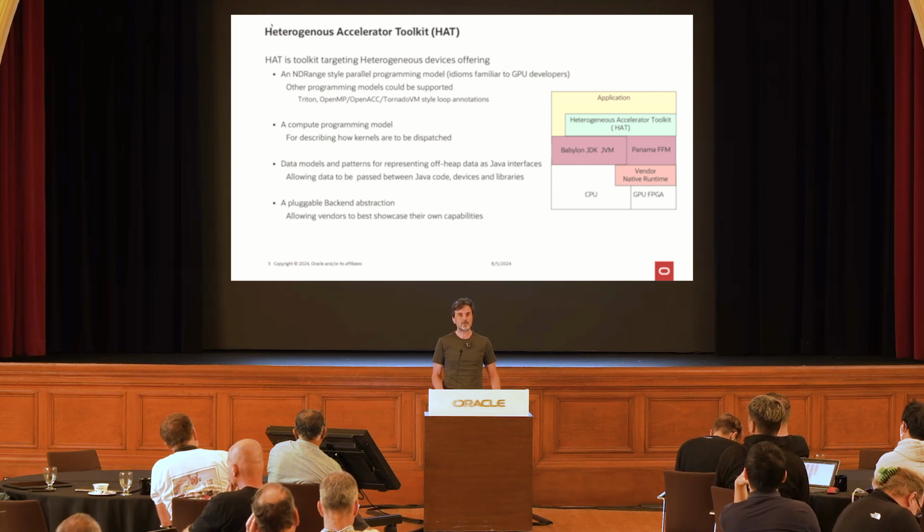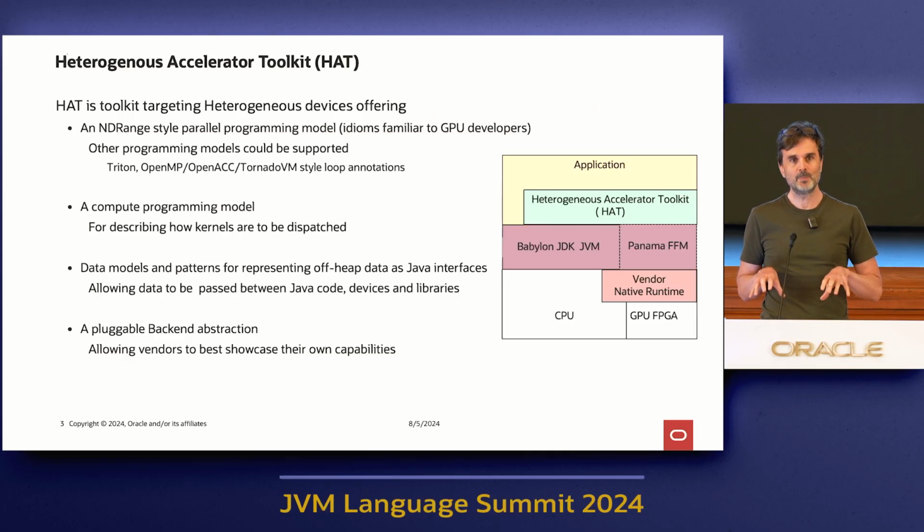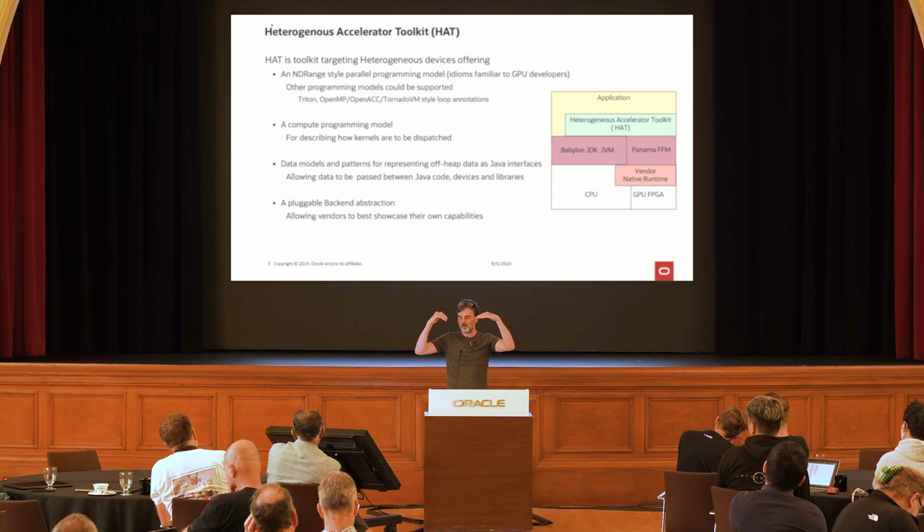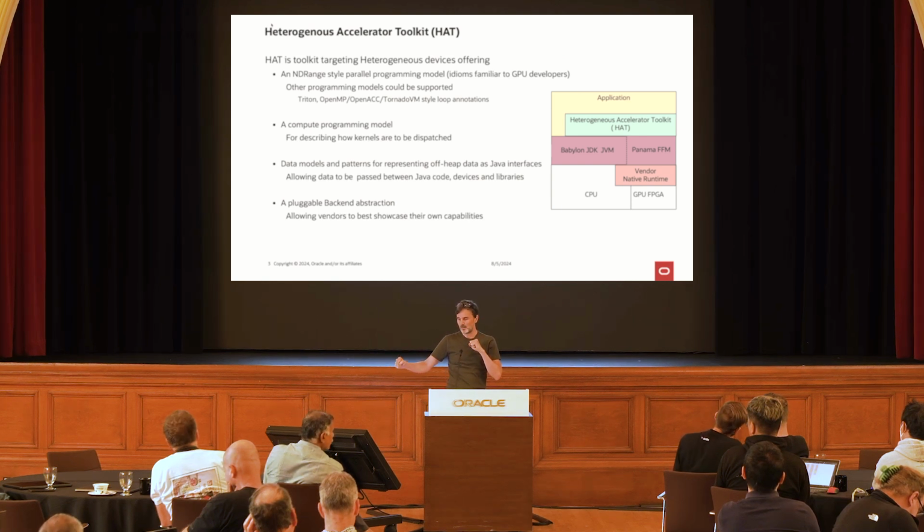It's not the only style of programming you can do for kernels. Steve showed Triton before. There's OpenMP, there's OpenACC or TornadoVM loop-style annotations. It should be possible for others to plug these kinds of models into HAT, but we're not going to focus on them in HAT. And so HAT provides this layer on top of the JDK, and underneath the cover, it can leverage the CPU or the vendor's native runtime for GPUs.